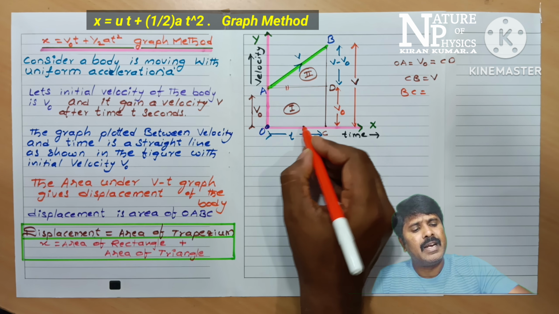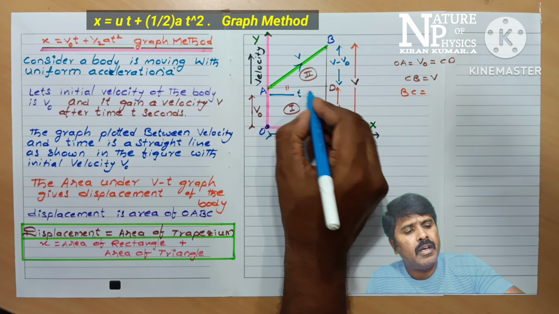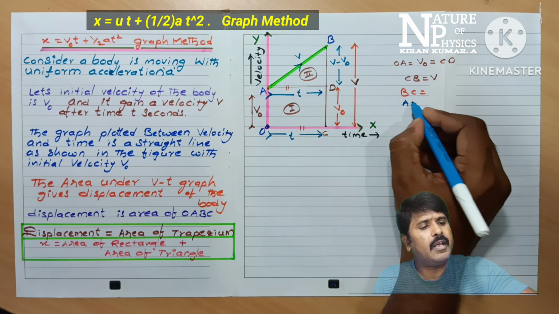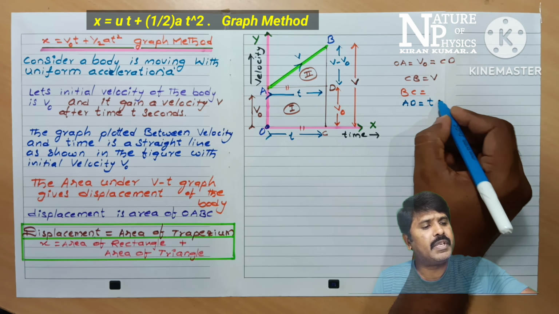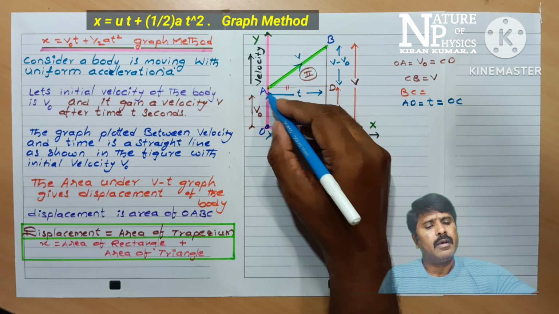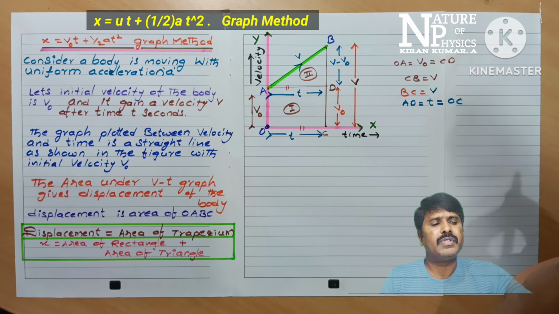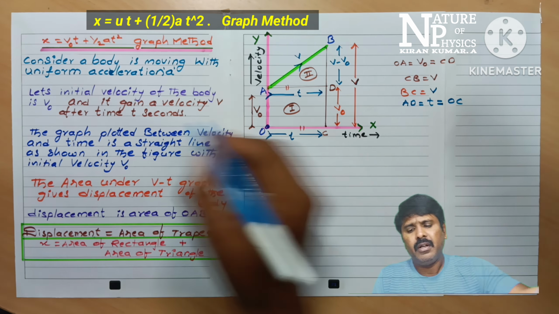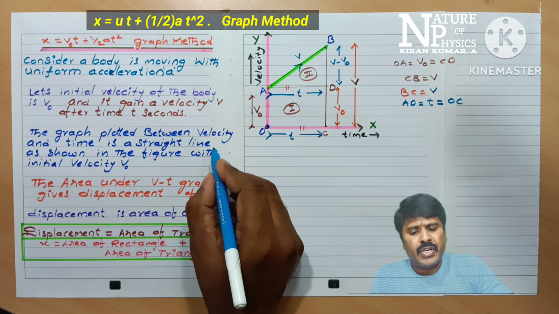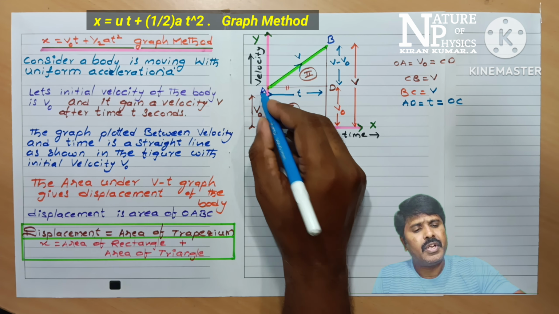Here also opposite sides are equal, so I can represent the time t from point A to D. This is equal to AD, which is equal to t, which is equal to OC, student. Remember, BC represents v, or CB also represents v, student. Next, the graph plotted between velocity and time is a straight line. So AB is a straight line, and the initial velocity is OA.